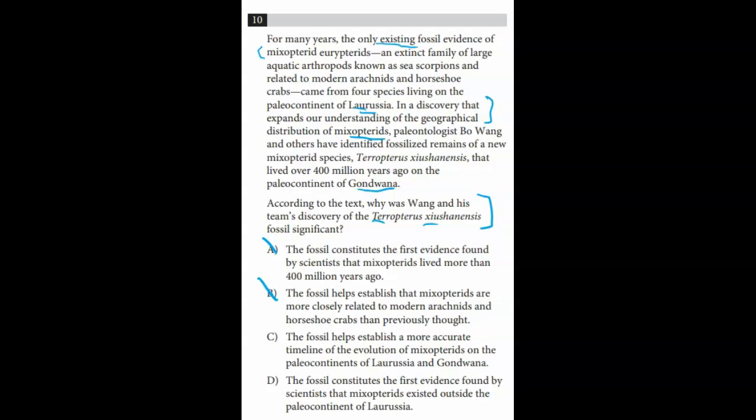Once again, it's talking about the location. "Fossil helped establish more accurate timeline of the evolution of mixopterids on the paleocontinents of Laurussia and Gondwana." I'm going to say no to that one because once again, we're not talking about the evolution. We're talking about where they were.